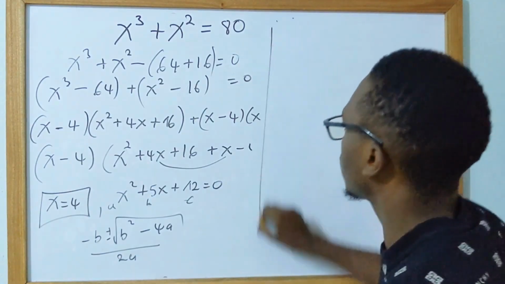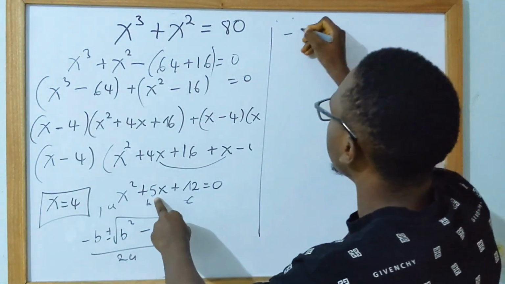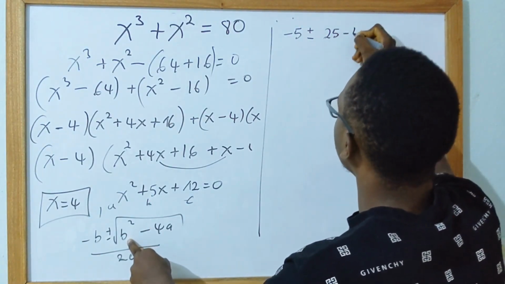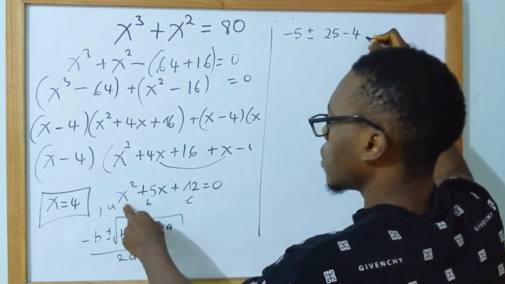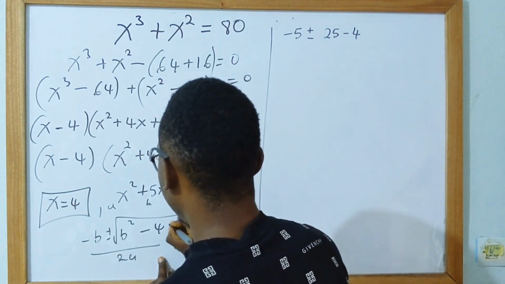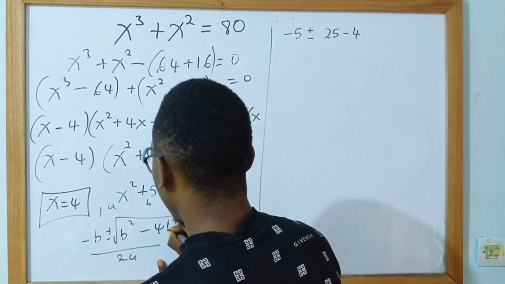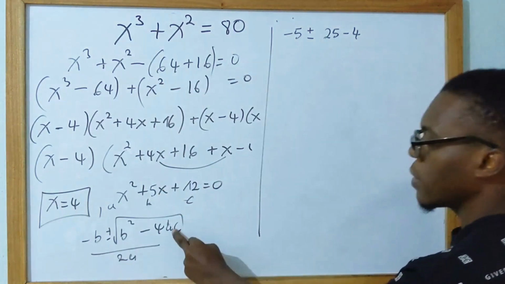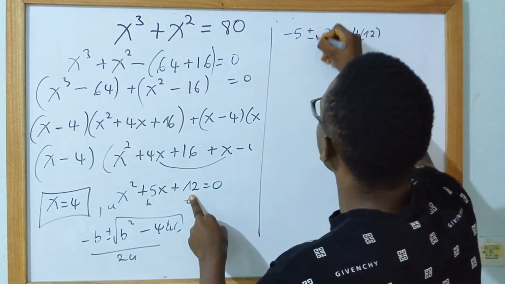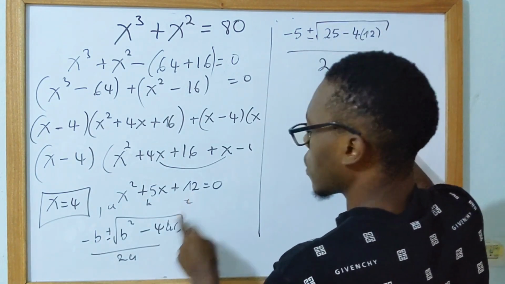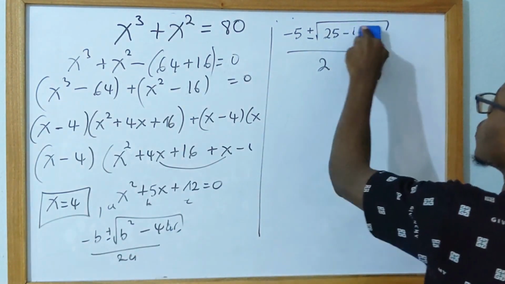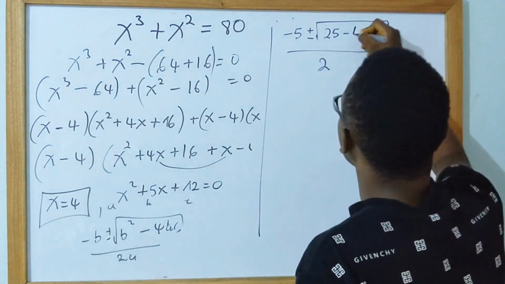Substitute it back in the equation. We're going to have negative b, that is negative 5, plus or minus the square root of 5 squared, 25, minus 4ac. Our a is 1, our c is 12, so that will be 4 into 12, all over 2a, that is 2. 4 times 12 is equal to 48.